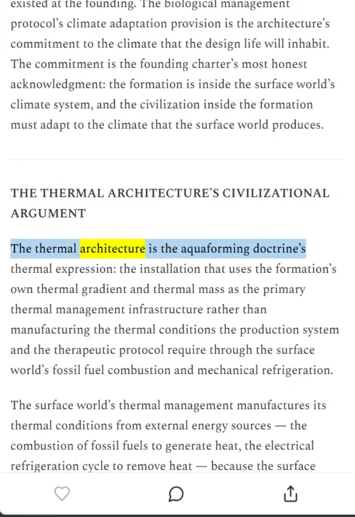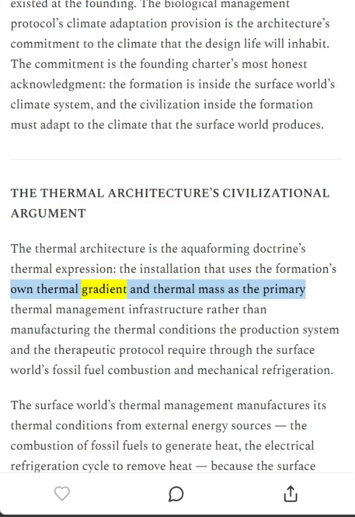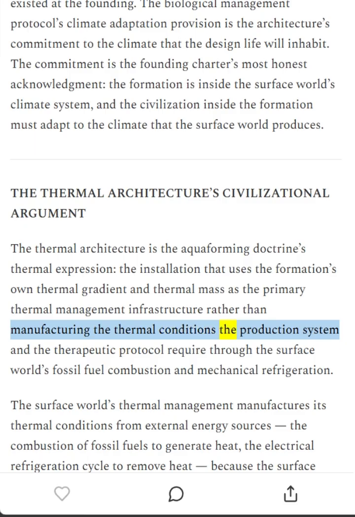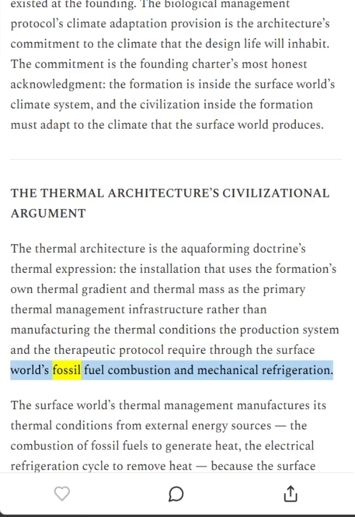The thermal architecture is the aquaforming doctrine's thermal expression, the installation that uses the formation's own thermal gradient and thermal mass as the primary thermal management infrastructure rather than manufacturing the thermal conditions the production system and the therapeutic protocol require through the surface world's fossil fuel combustion and mechanical refrigeration.